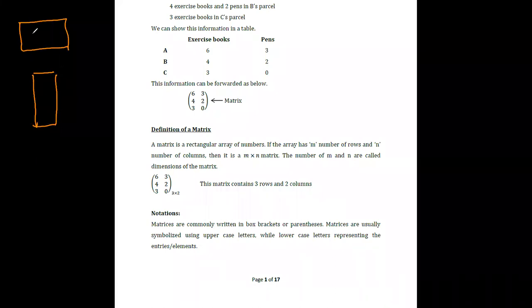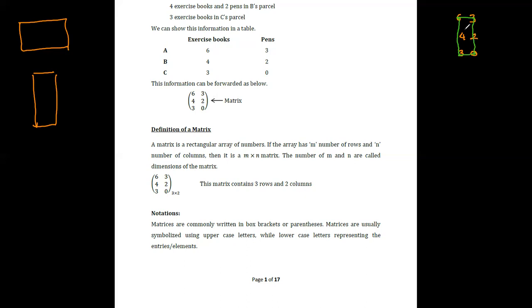Therefore, this is the general way that we can see the arrangement of numbers in a matrix. If you see the previous one, it goes just as 6, 3, 4, 2, 3 and 0. If you draw a shape on this, connecting these numbers, you can just get a rectangle. The shape is a rectangle.